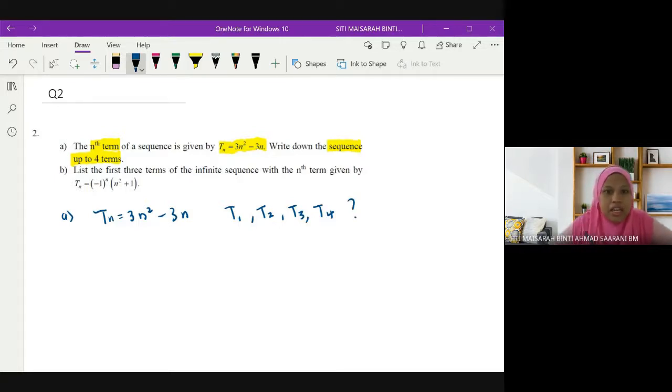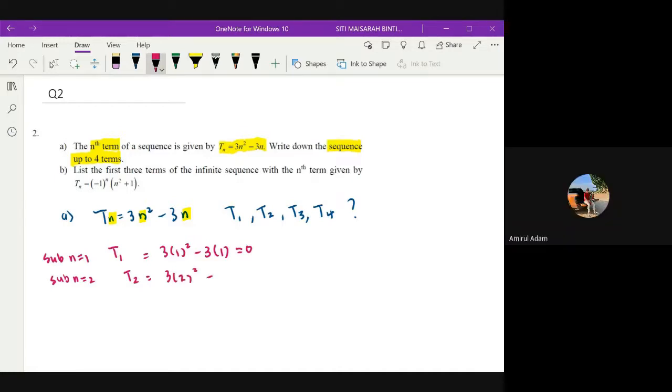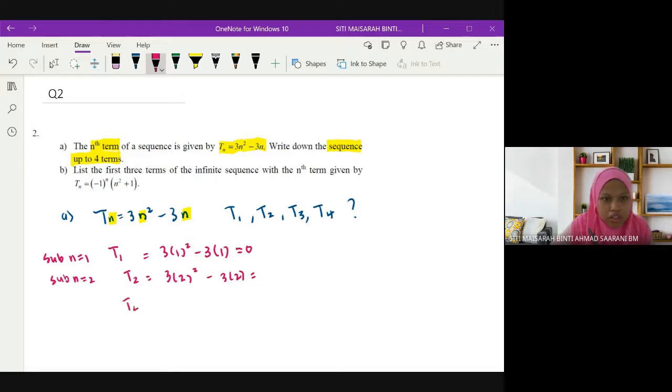So clearly, if we want T1, we replace n with 1. Everything must be substituted for n. So let's say we want T1. So you substitute n equals to 1. So 3 times 1 square minus 3 multiplied by 1. So then we get, how much is this? Zero. Okay. So then you can proceed for T2, T3, T4. For T2, you substitute with n equals to 2. Understand? Can you understand what I mean? I'm not showing everything, I just guide you. Can? Can you continue this? Okay, so you continue for T3 and T4.